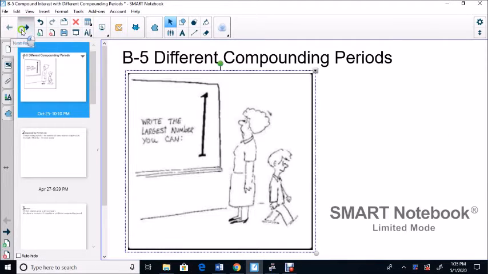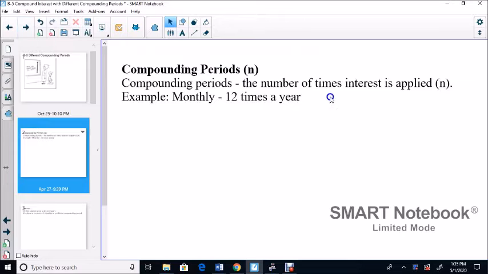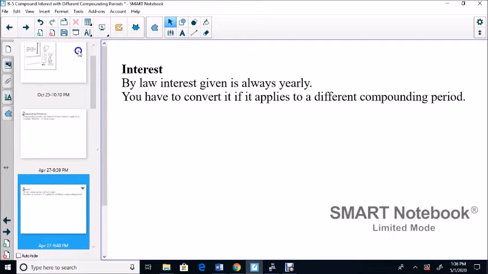Okay, different compounding periods. Compounding periods, the number of times interest is applied. The letter N goes for that. Example, monthly, you pay 12 times a year. So 12 would be your compounding period, not just 1 year. So now we're not going to deal with 1 years or 2 years or 3 years. The formula is now going to deal with months, or different times of years.